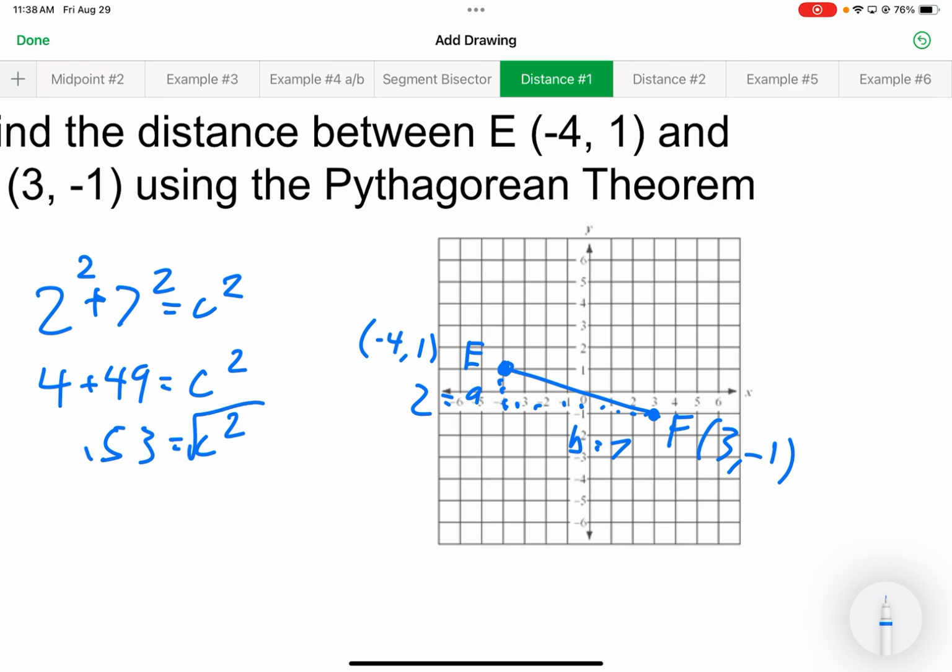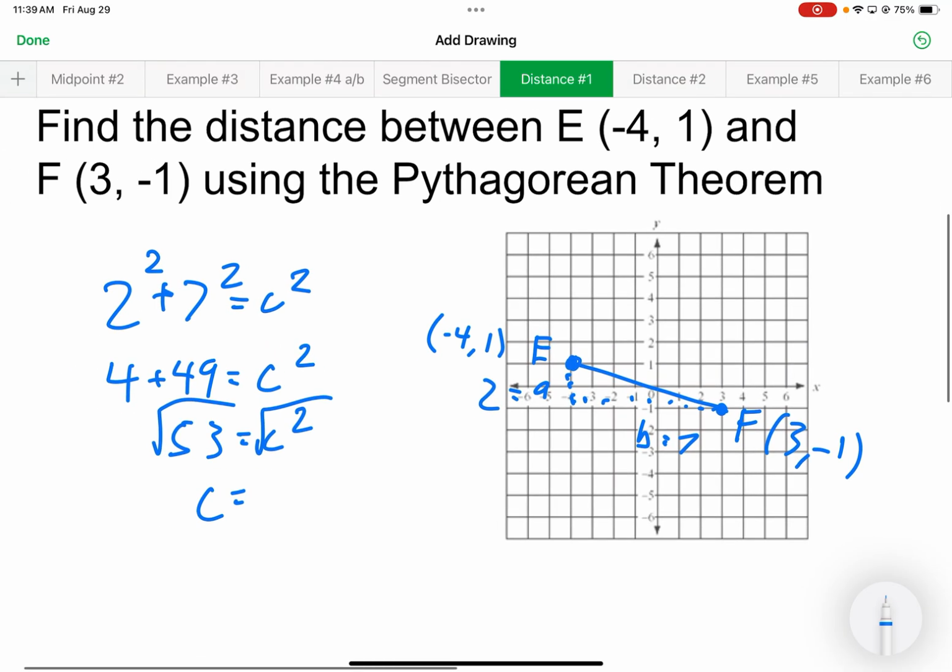Is 53 a perfect square? No. Let's see. The closest perfect square to 53 would be 49. So 53 is a little larger than that. So like 7.28 would be my guess if we plug that into a calculator. Okay. On your state test, you can either write it as a decimal or you can write it as a square root. Either one is fine. Whatever you're more comfortable with.